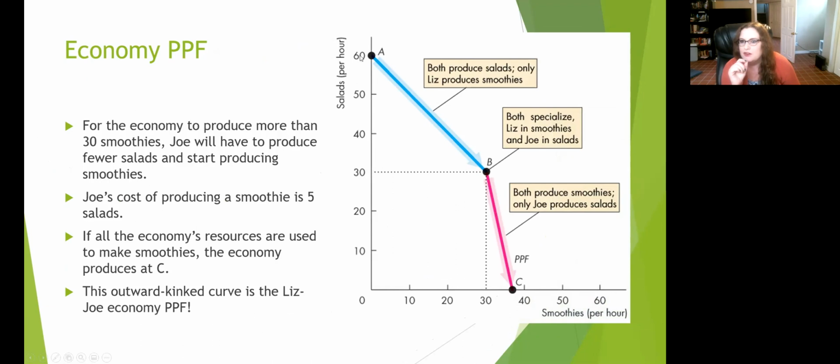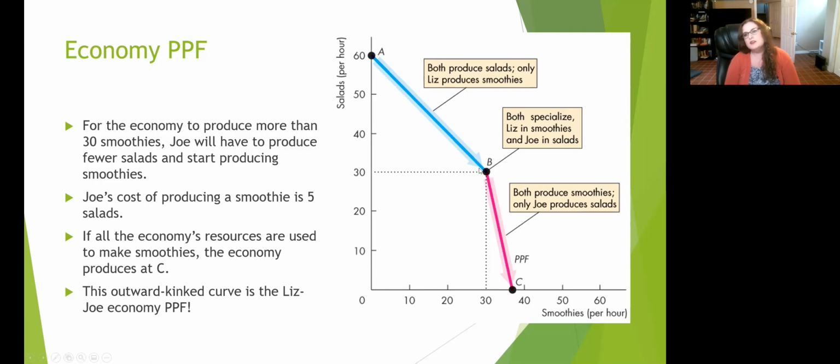So at first, if they both produce salads, that's the 30 salads from Joe and the 30 salads from Liz, they can produce 60 salads together. If they both produce smoothies, there's the 30 smoothies from Liz and the 6 smoothies from Joe. So there's 36 in total that they could have there.